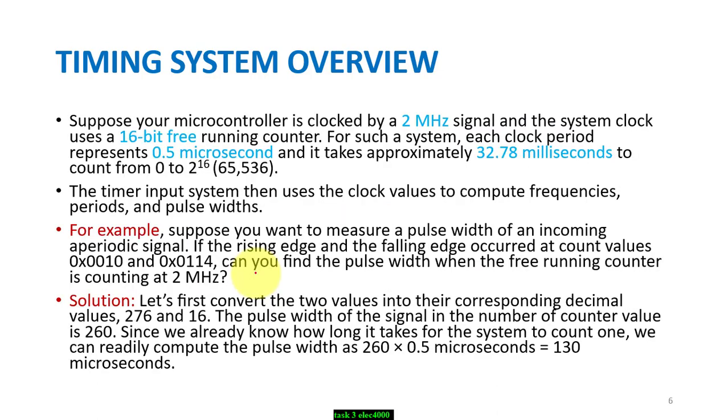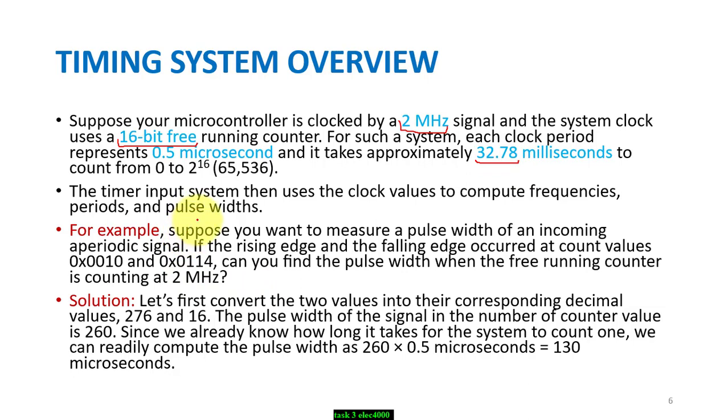So if we have 2 megahertz again, and we are using timer 1, timer 1 is counting 16-bit, which is from 0 up to 65,000. This means that each count will take 0.5 microsecond, and we need around 32.76 milliseconds to count from 0 up to the maximum value. So this is an example to measure the pulse width.